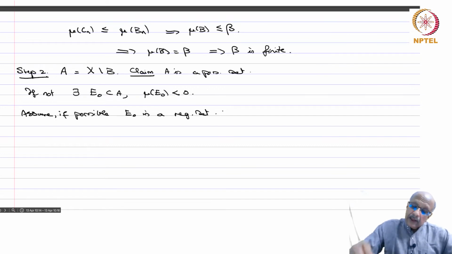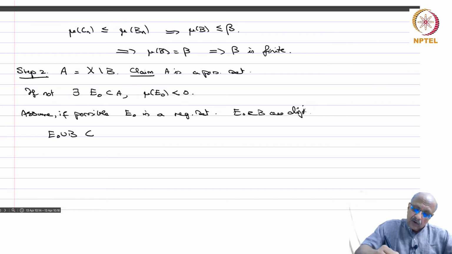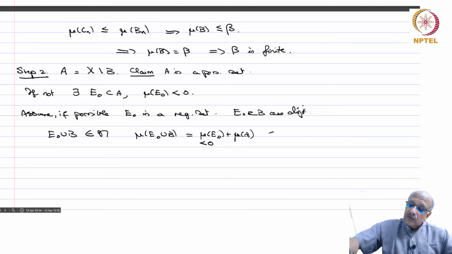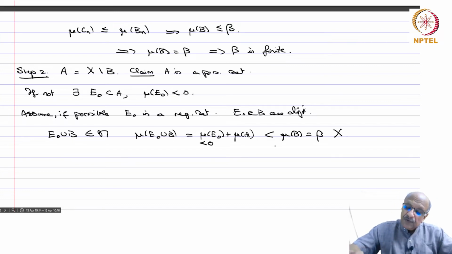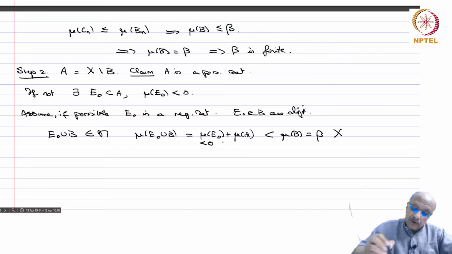But then E naught and B are disjoint, and therefore E naught union B is also a negative set, and mu of E naught union B by additivity is mu of E naught plus mu of B. This is strictly less than 0, so this is strictly less than mu of B equal to beta, but that's a contradiction because beta is the infimum of all that. You can't have a negative set which has measure less than beta.